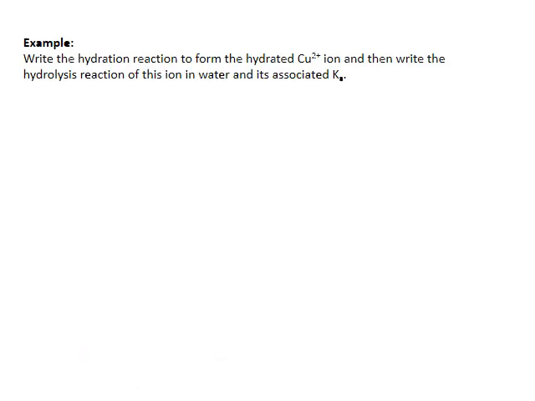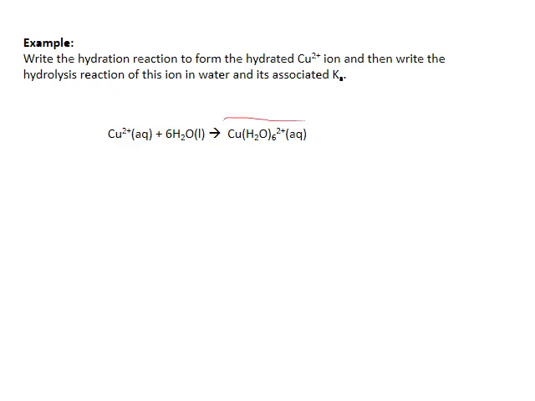Let's do an example showing how a metal cation can act as an acid. Consider the copper 2+ ion in water. Since copper 2+ is a transition metal cation with a charge greater than or equal to 2+, it will form a complex ion with water. This reaction is written as follows. This reaction shows the formation of the complex ion. This is not the reaction that shows how this acts as an acid.